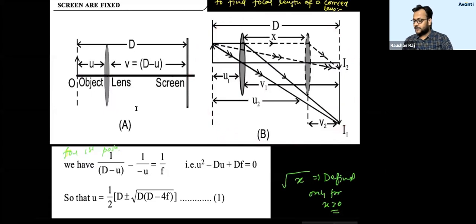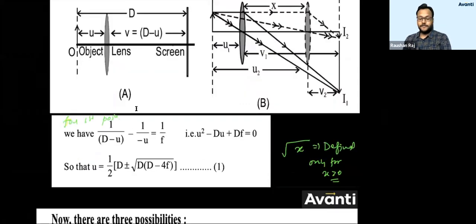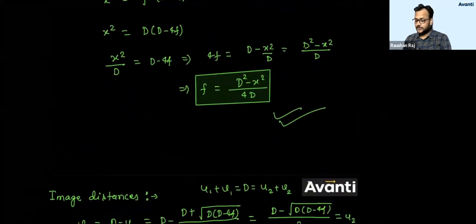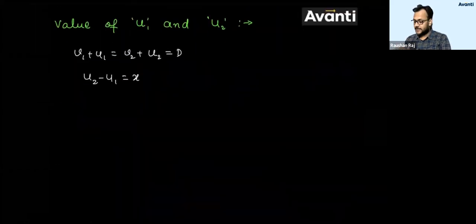ठीक है बच्चा लोग, तो इस टैटू में देख लो, if I ask you to find the value of X, क्या मिलेगा? This total length minus this length, that will be what? X. तो क्या मिला इधर? U2 minus U1 is nothing but X. So if I ask you what will be the distance between two positions at which image will be formed at a screen, that will be written as difference in the object distance. So ये मिला मुझे U2 minus U1 is equal to X.